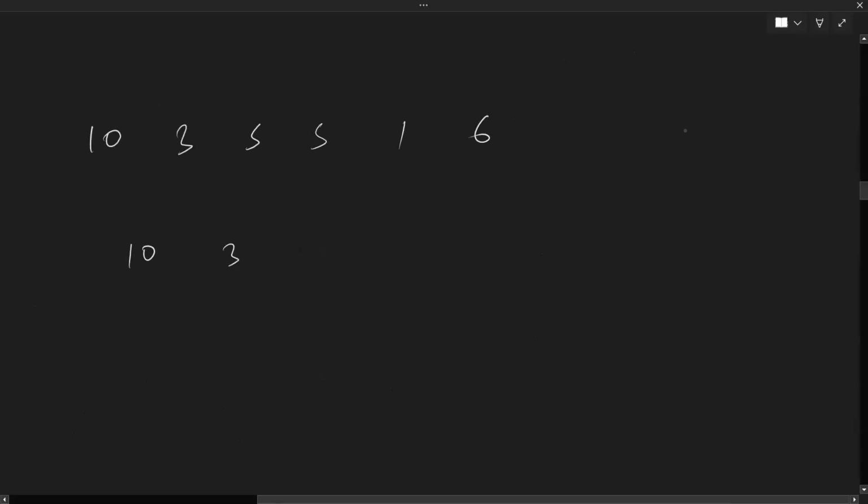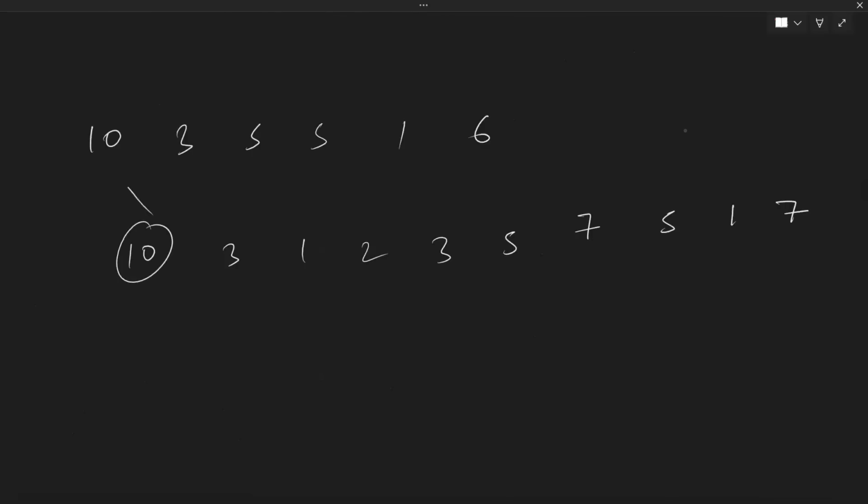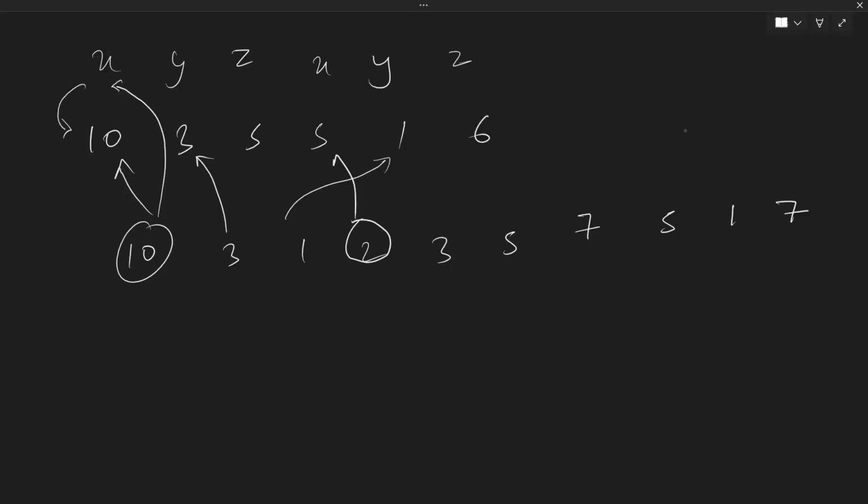See, your final array is something like 10, 3, 5, 5, 1, 6, and your operations are something like 10, 3, 1, 2, 3, 5, 7, 5, 1, 7. So tell me, 10 can be kept here, because originally you had some x, y, z. So 10 you can keep here and you'll get 10 in its correct place. 3 can also be done. 1 you can keep here. 2 you don't have any, but let's say you keep it here. 3 again you'll keep here. 5 you'll keep here. So even though there was a 2 here which was not required, eventually it is overwritten by 5. But the last thing, which is 7, is not needed.